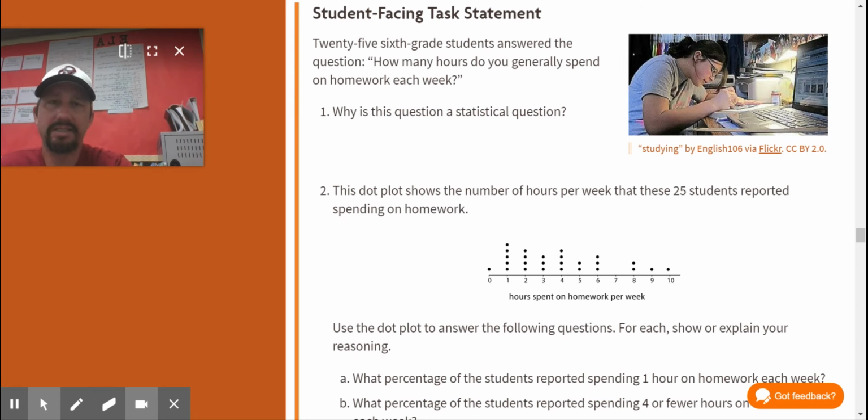Last new lesson of the week, Unit 8, Lesson 4. This is kind of just looking into a dot plot and getting information from it.